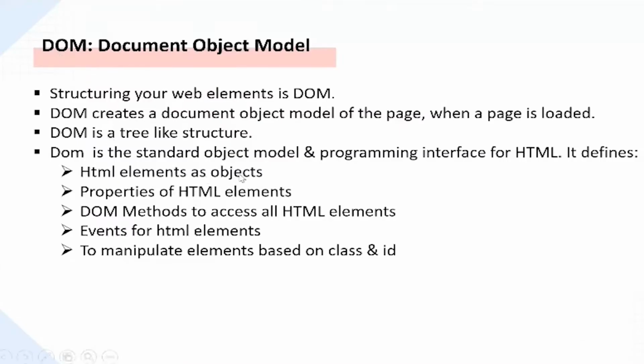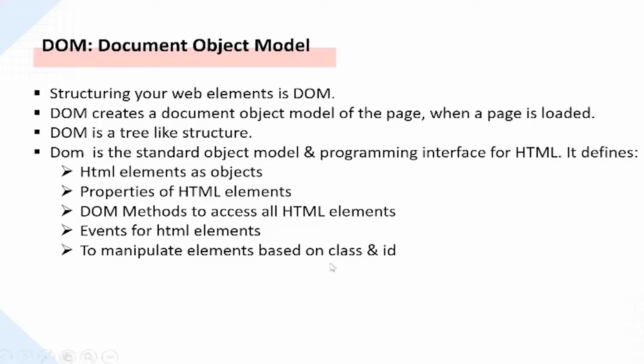So DOM is the standard object model and programming interface for HTML. It defines HTML elements as objects and attributes as properties. There are a lot of DOM methods through which you can access HTML through JavaScript. For example, document.getElementById, even that is a DOM method that you write. It's the topic of DOM only. So you can access all the HTML elements. We have events for HTML elements like onclick, onchange. All those events also come from the DOM only.